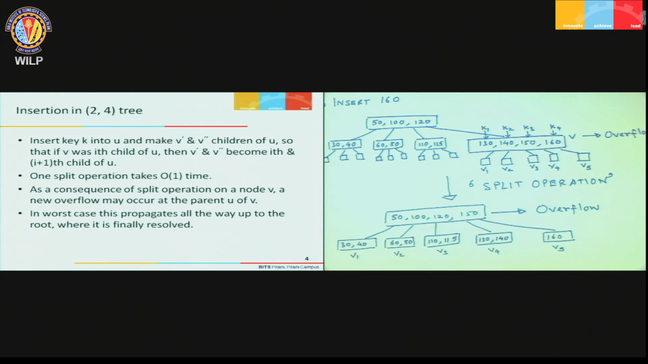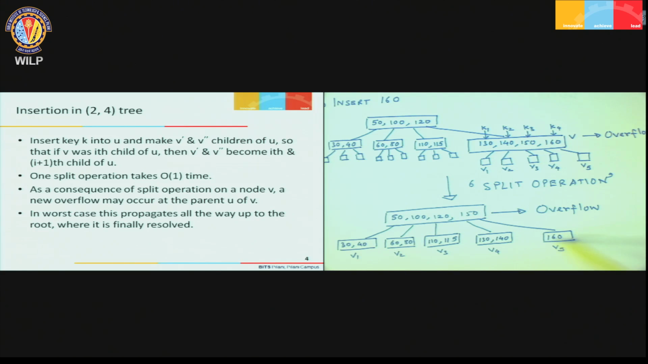So, we are going to insert K into U and make V prime and V double prime as children of U, so that if V was the ith child of U, then V prime and V double prime become the ith and i plus 1th child of U. We see that one split operation takes constant time. As a consequence of a split operation on a node V, a new overflow may occur at the parent U of V.